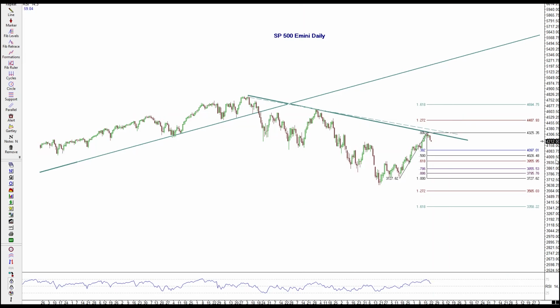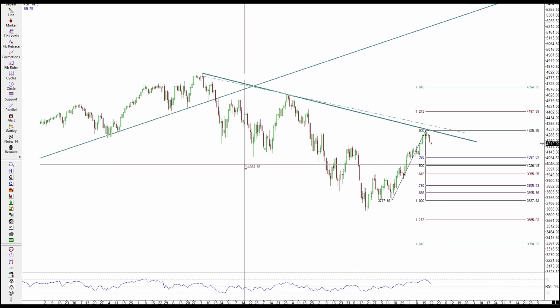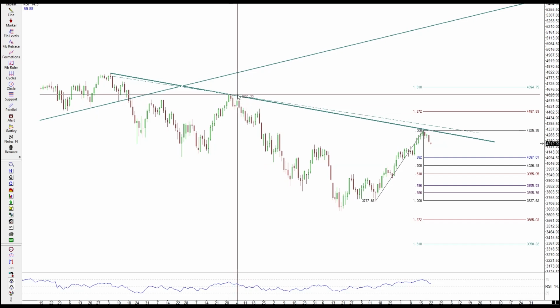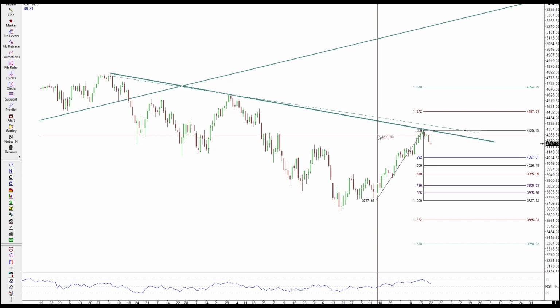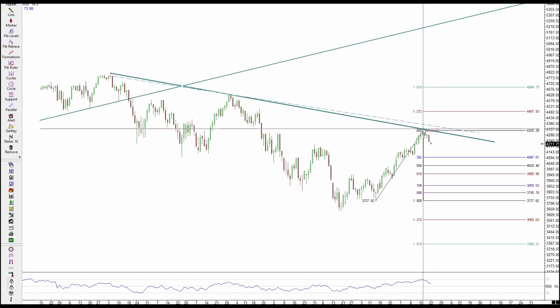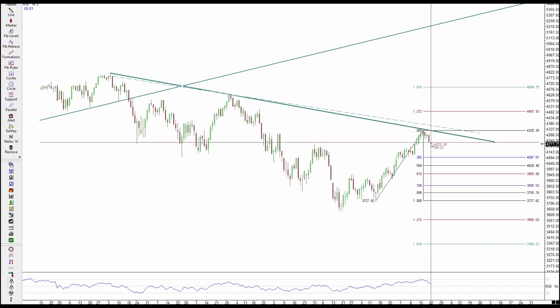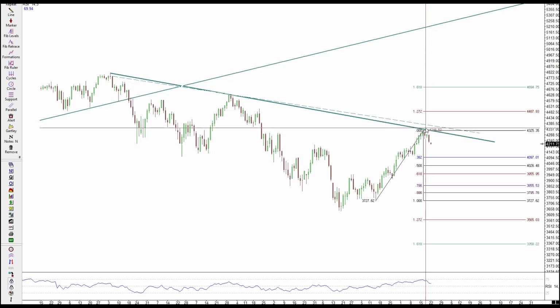So here we can see that. This trend line has been on, as I said, for several months now. We can see that the price came from those lows right up to that trend line, and it's found resistance there and has turned to the downside.